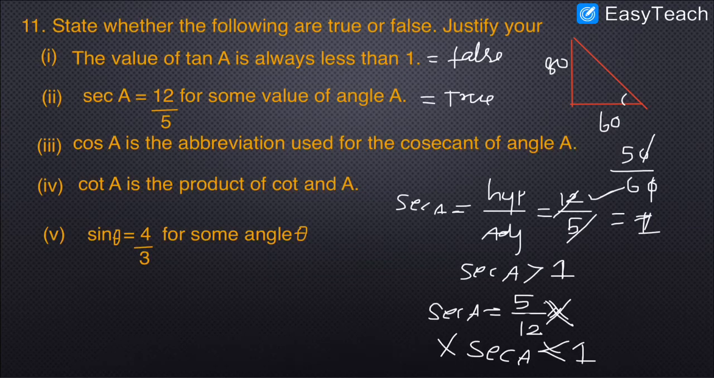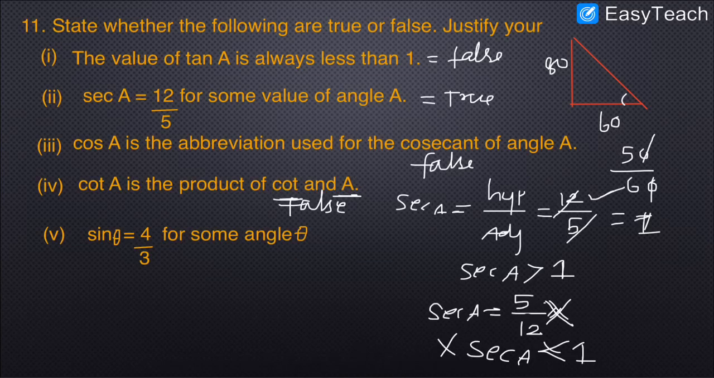Okay, look at the third question. Cos A is the abbreviation used for the cosecant of angle A. No, this is false, because cos A is cosine A, not cosecant. Next question. Cot A is the product of cot and A. Again false. Cot A is not the product of cot and A, it is the cotangent of angle A. If cot is separated from the A, it doesn't have any meaning, hence the given statement is false.